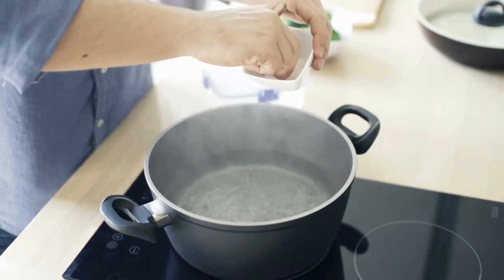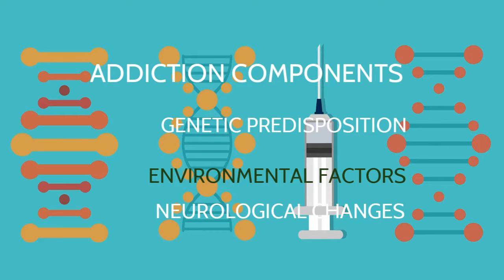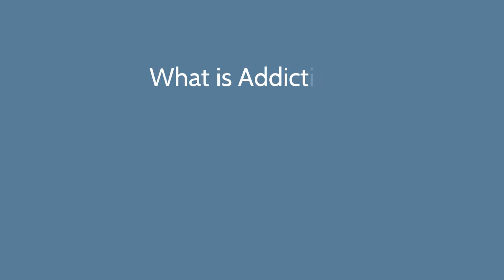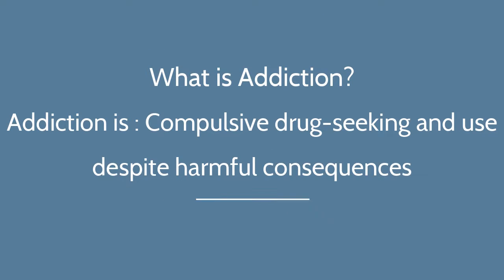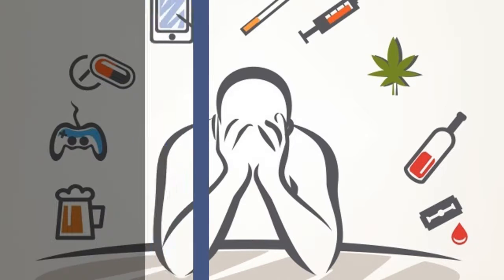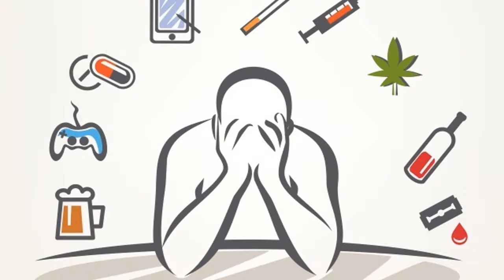To boil down all the components of addiction, it is a combination of genetic predisposition to addiction, environmental factors, and neurological changes due to long-term exposure to the addictive substance. So, what is addiction? Addiction is defined as compulsive drug seeking and use despite harmful consequences. As just talked about, addiction is influenced by many factors and does not have one root cause.